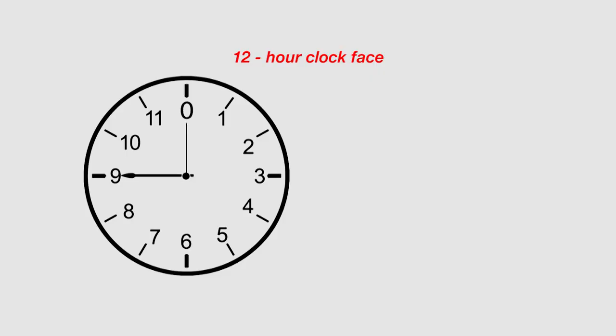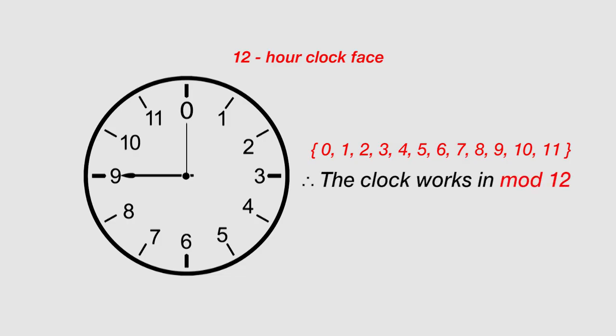You can see a 12-hour clock face. There are only 12 points on it, and these points are numbered from 0 to 11. The hands of the clock pass over these points repeatedly. Now, because 0 and 12 have the same position, we say the clock face works with mod 12.